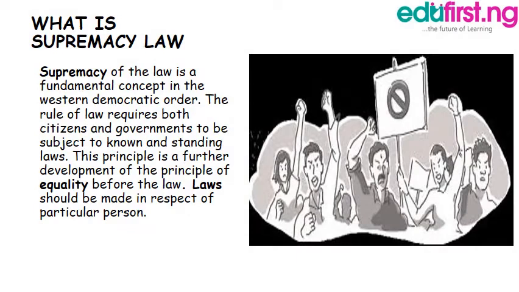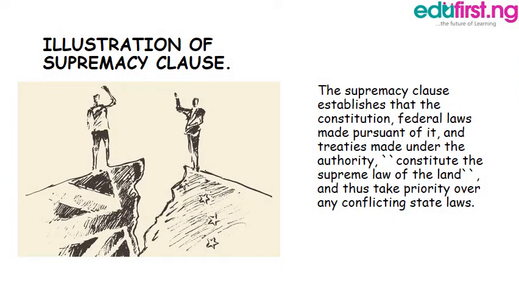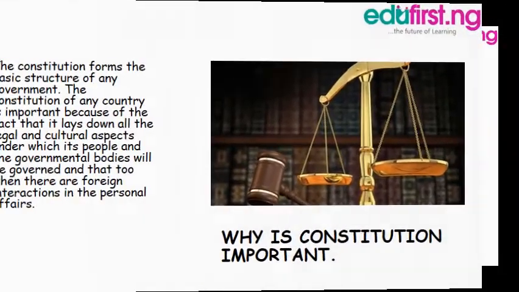So, what is supremacy of law? Supremacy of the law is a fundamental concept in the Western democratic order. The rule of law requires both citizens and governments to be subject to known and standing law. So, illustration of the supremacy clause. The supremacy clause established that the Constitution, federal laws made pursuant to it, and treaties made under the authority constitute the supreme law of the land, and thus take priority over any conflicting state law.